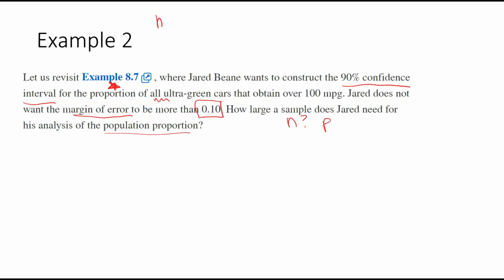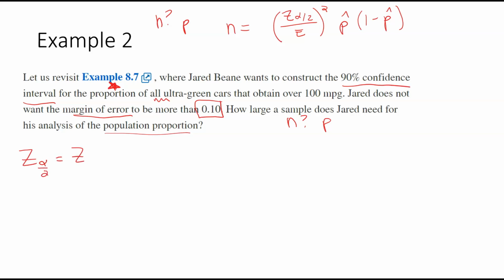So when we're looking for n, for p, we use this formula here. We have our z-score associated with our confidence level over the margin of error, squared, and then we multiply that by p hat, the sample proportion, times 1 minus p hat. So we need our z-score. In this case, it's a 90% confidence interval, so that's 0.10, 0.05, and we know that 90% is 1.645. The margin of error, he said, is 0.10. He doesn't want it to be more than that.